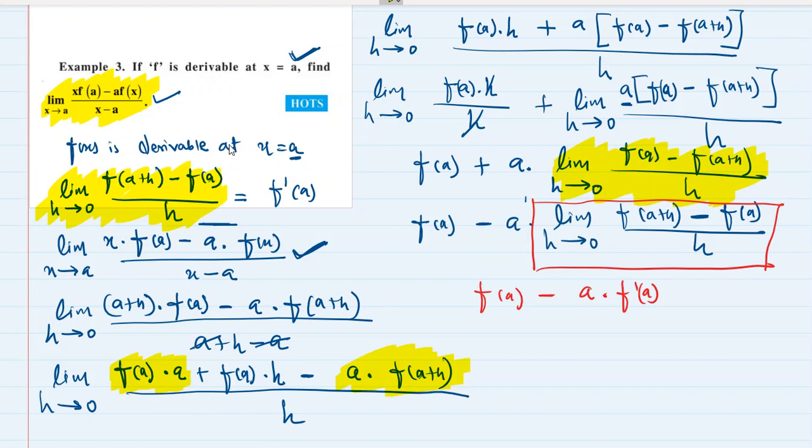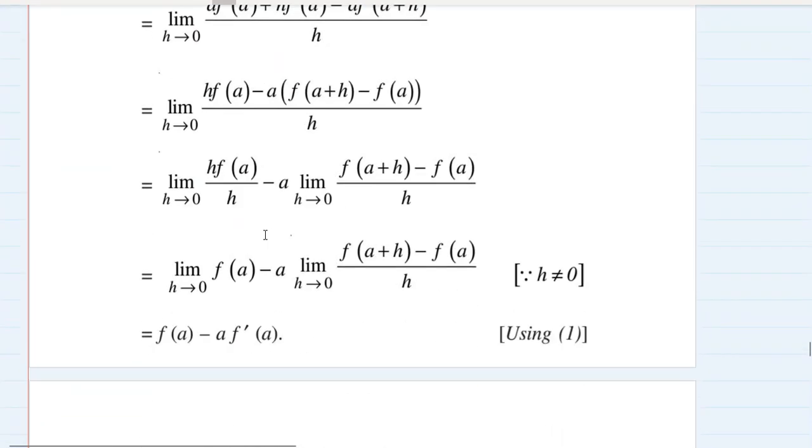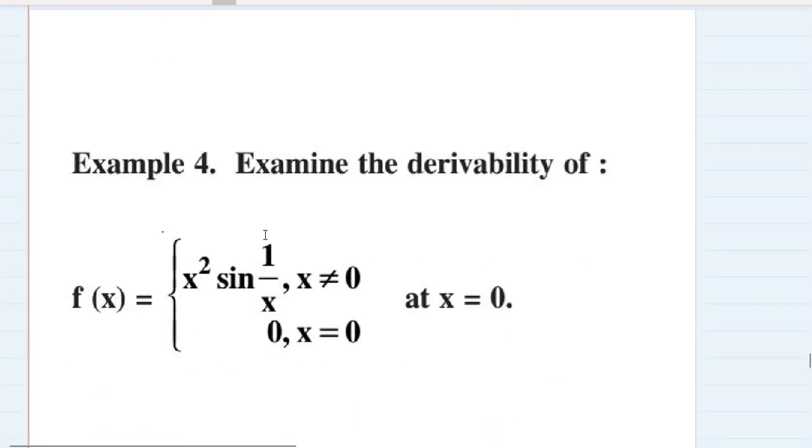Amazing, right? I got confused for a while in between because here the place of f of a and minus f of a plus h was swapped, so I got a little confused. But yeah, it is definitely a very interesting question. Let's go to the next question. Okay, cool.